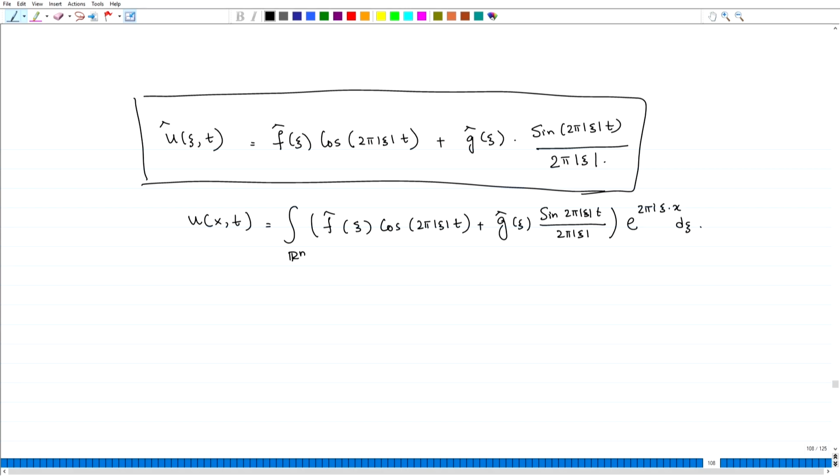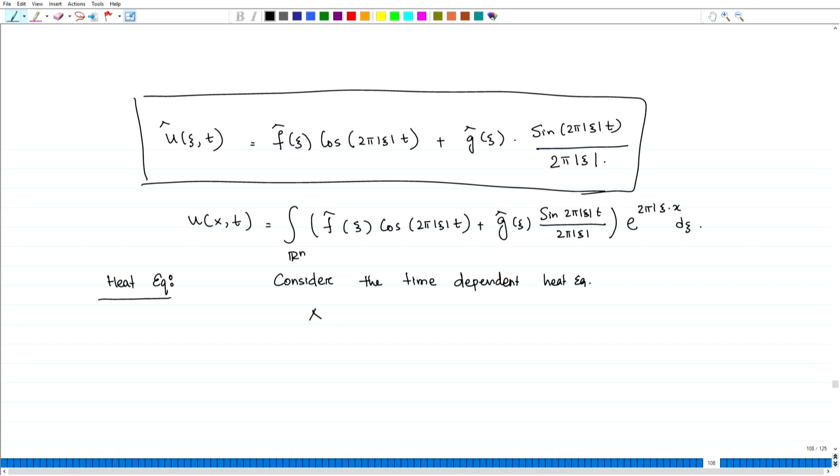So, the next one we will consider is the heat equation on higher dimension. So, consider the time dependent heat equation.